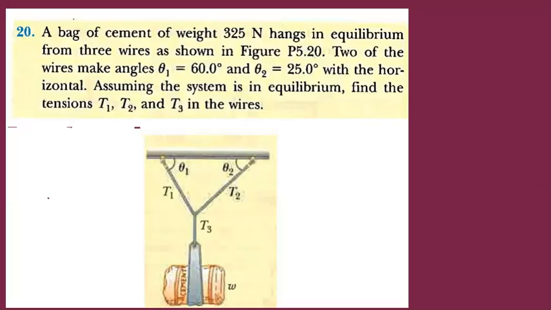Okay, this is most similar to the example that we did in class, and it is kind of a pain in the butt because this one is 2 equations, 2 unknowns, so I'll try to go through it slowly. Okay, so you have a bag of cement. You know the weight. So we're going to draw the forces on the knot. I'm going to draw it over here just so you can see it a little bit better.